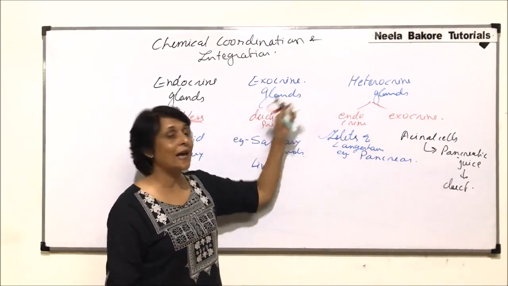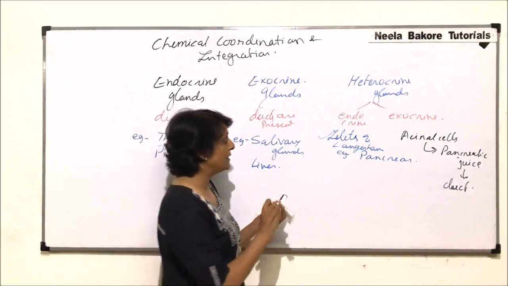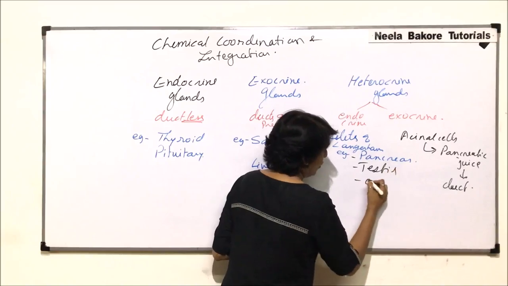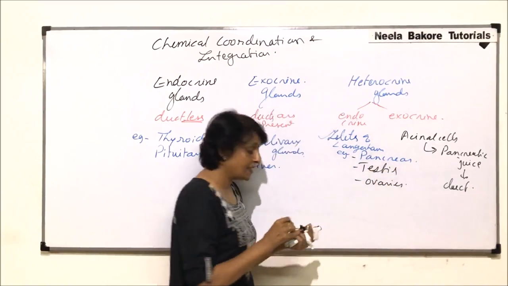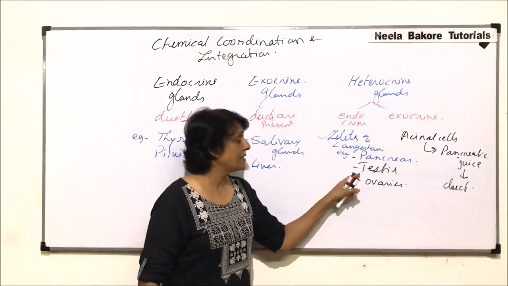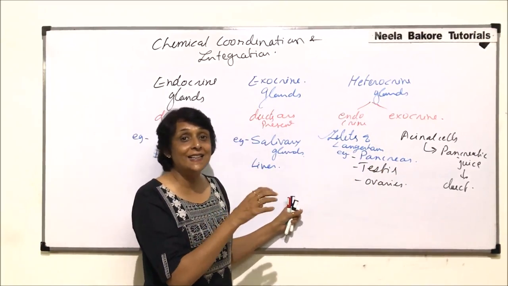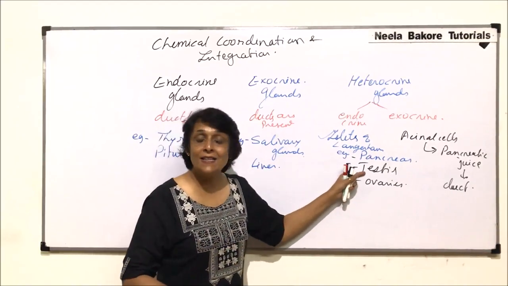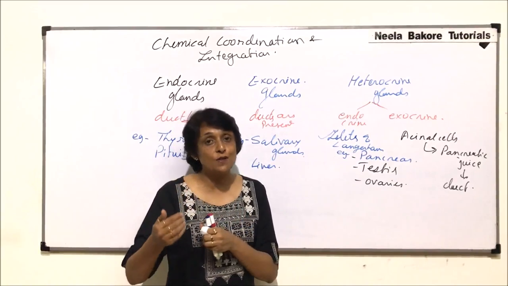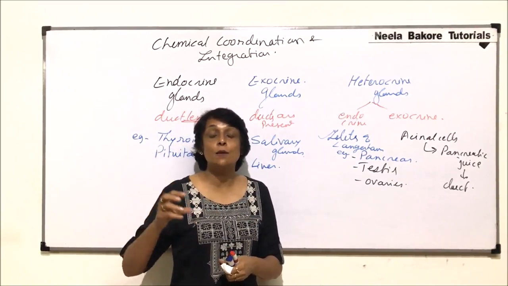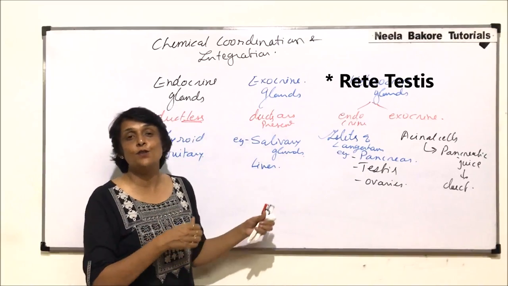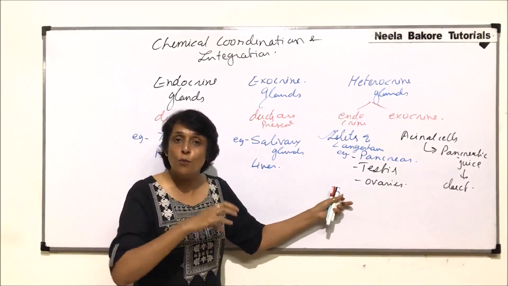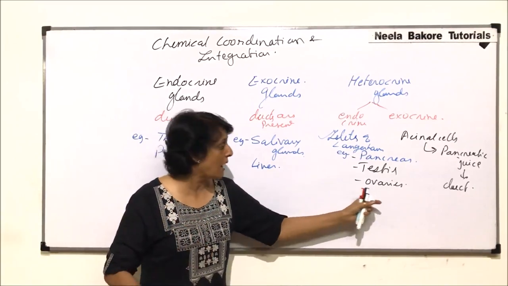Such glands are termed as heterocrine glands, and we take the examples of pancreas, testis, and ovaries. Testis and ovaries, for example, testis, the endocrine part, that is Leydig cells, they secrete testosterone, that is without any duct. Whereas the seminiferous tubules, which produce the sperms, then the sperms are conducted by the tubes, that is vasa efferentia and all those ducts, rete testis. There are so many tubes which are going to bring those sperms out.